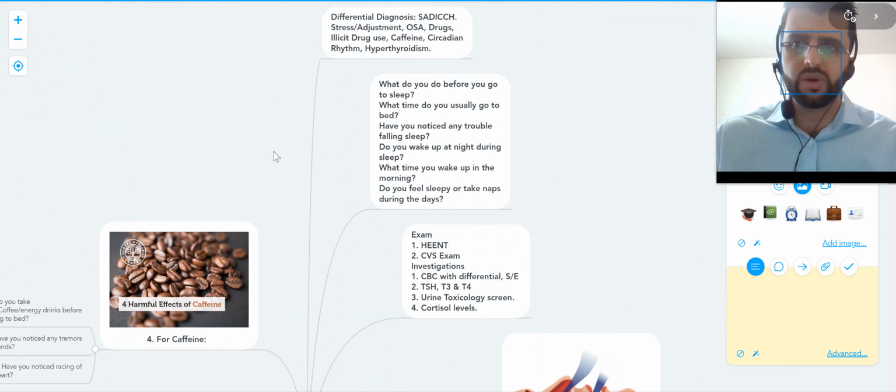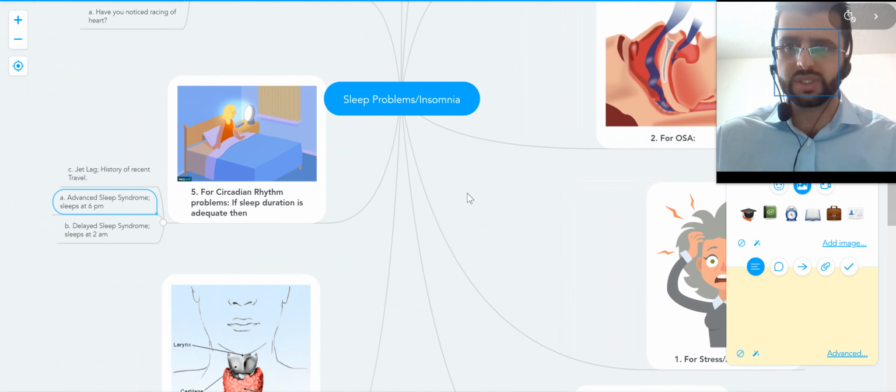Okay, so here's the summary of the sleep problems, insomnia.